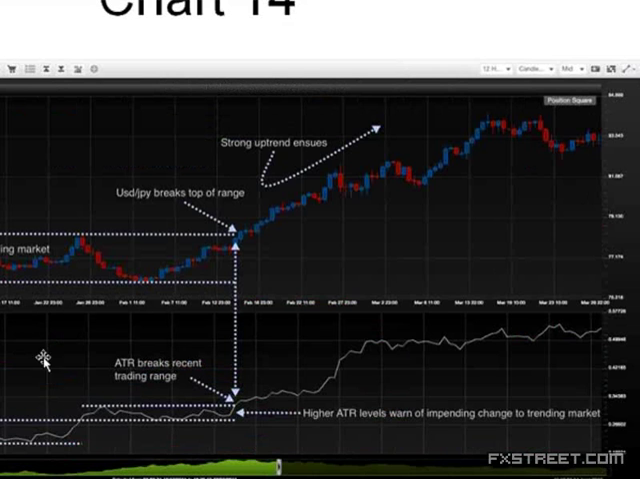The ATR is another one that's worth looking at. You can see how it changes between a ranging market and a trending market. You often get the ATR declining or trading in a channel and then it breaks up out of these channels when they change from a ranging to trending market. So that's another one to have a look at.